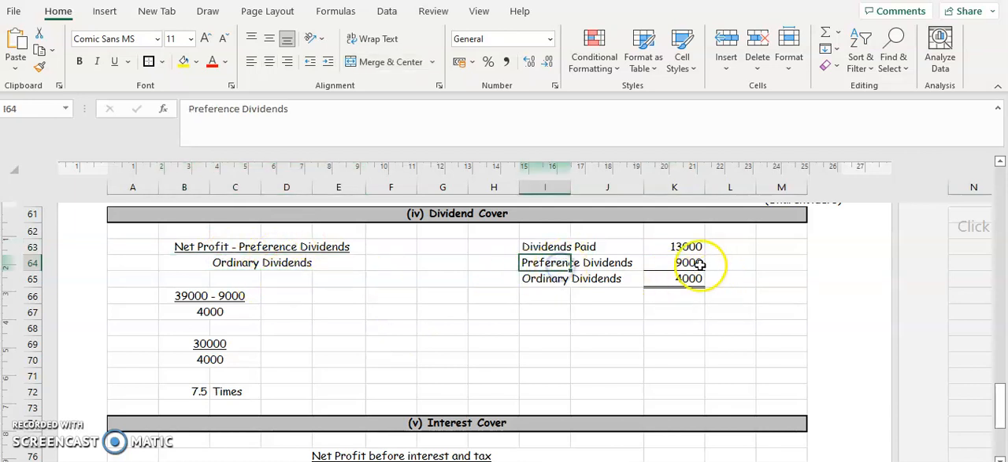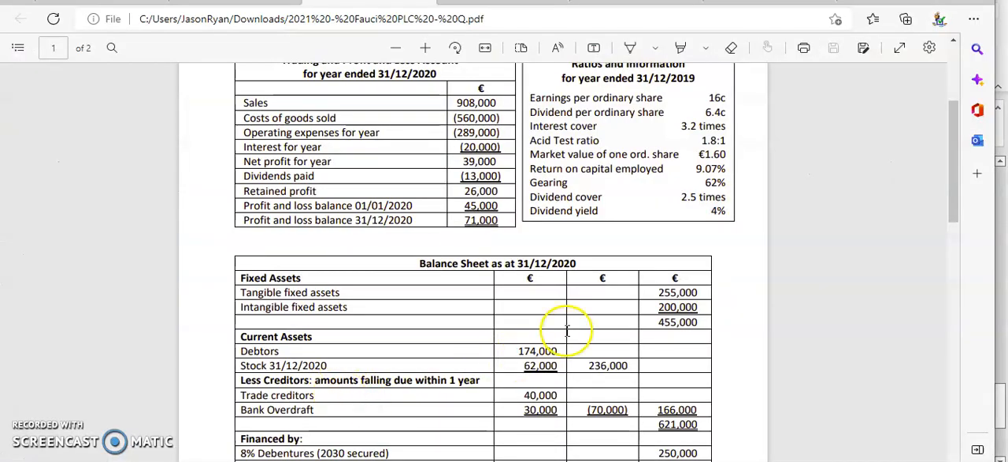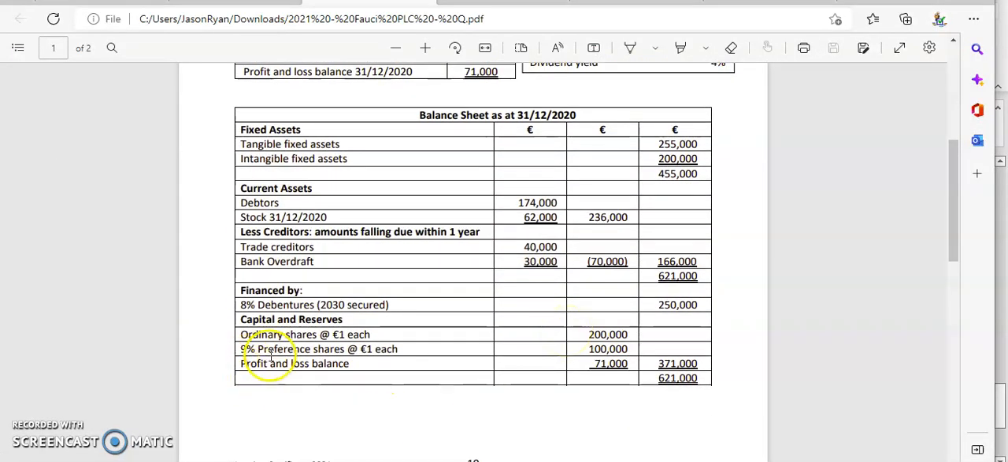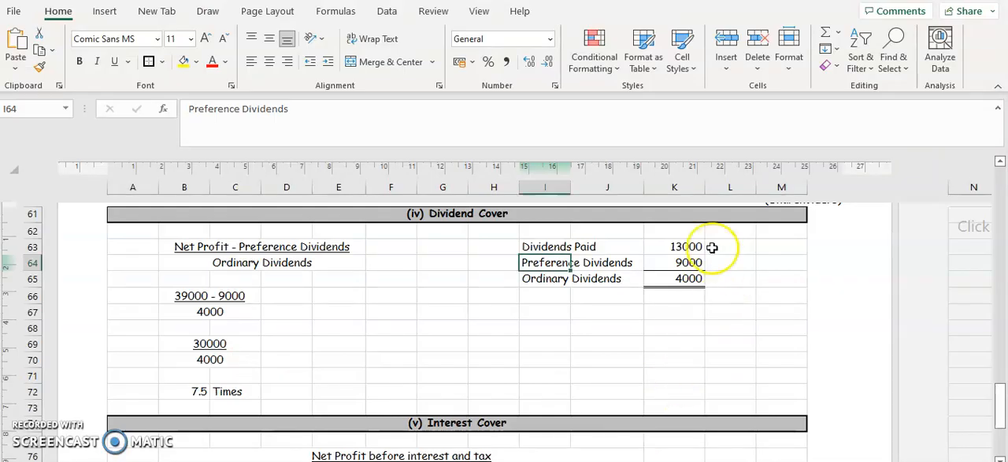Your preference dividends that we paid, which is 9,000, are taken from our preference shares down here, 9% of 100,000. That's going to give you 9,000. So if we've paid 13,000, 9,000 of the 13,000 is for preference dividends. The difference, when you take 9,000 away from 13,000, is 4,000. So that's your ordinary dividends.